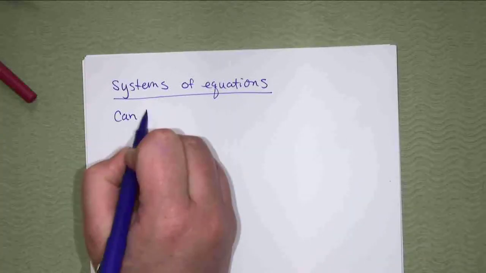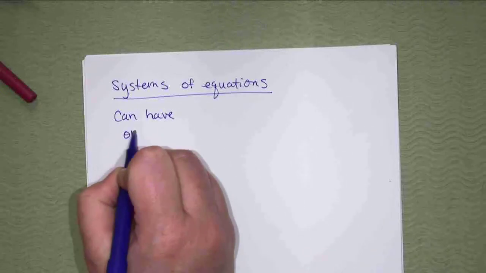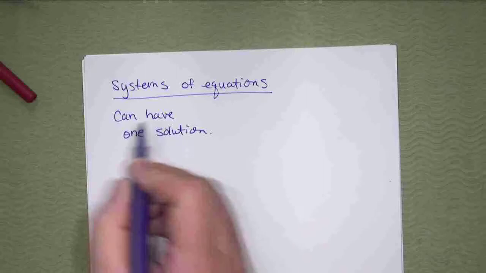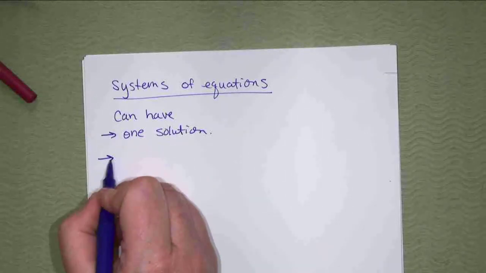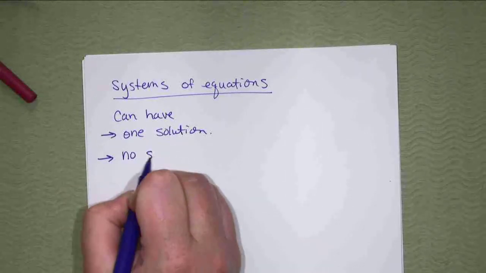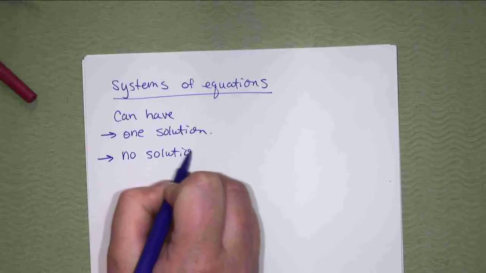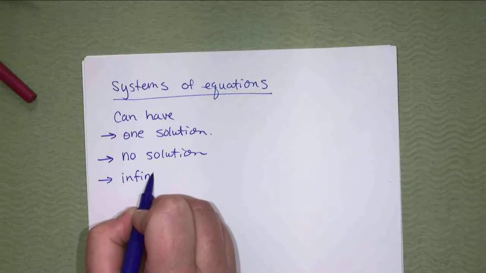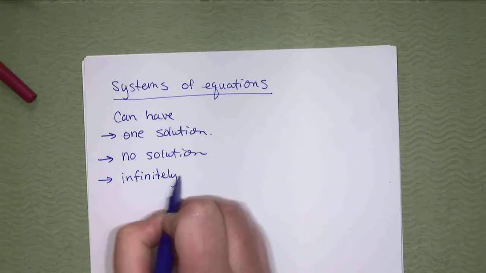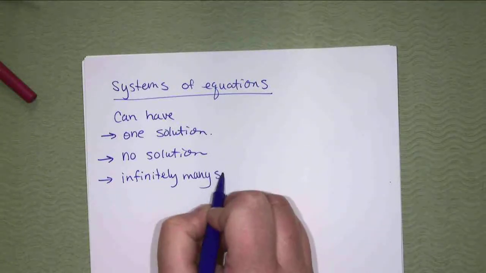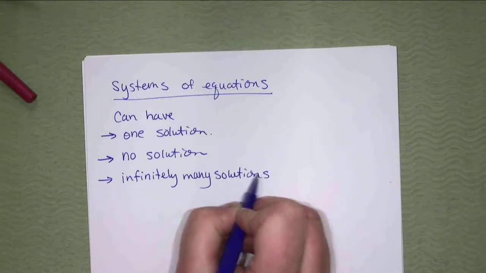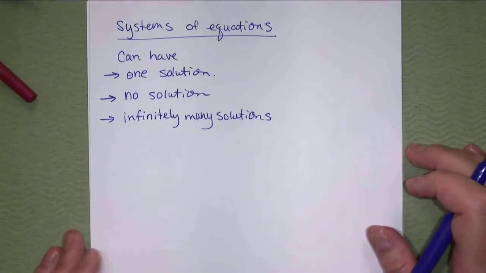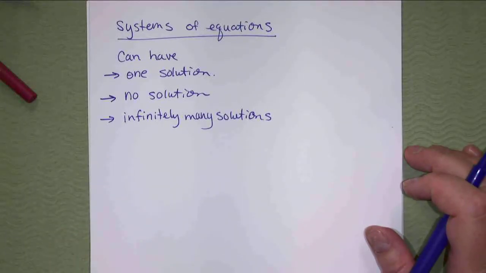Okay, so systems can have one solution, no solution, or infinitely many solutions. Okay, so what we saw last class was an example of a system that has one solution. Okay, we got one solution for it.